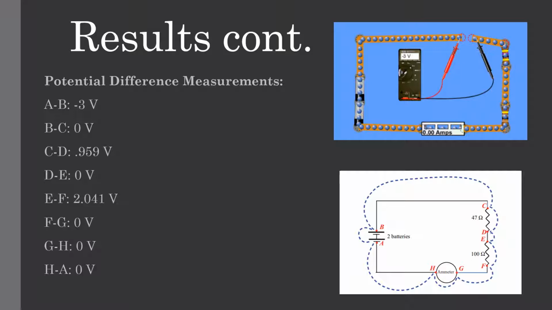So across A and B, which is across the battery, was -3 volts, and across C and D, which was across the 47 ohm resistor, was 0.959 volts, and across E and F, which was across the 100 ohm resistor, which measured to be 2.041 volts.